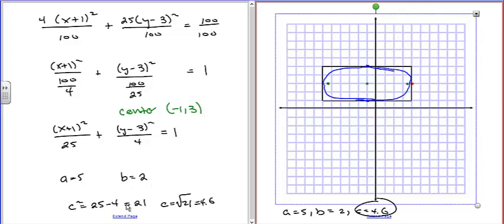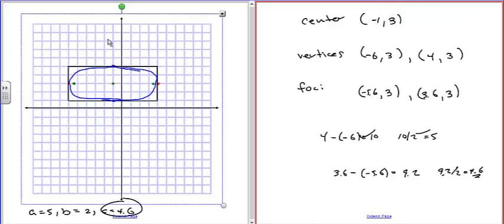The focal point should be inside the vertices, because you're taking A squared minus B squared, so it's always going to be less. C is always going to be less than A. So then you go from the center and count that distance to put your vertices in. Once you've plotted it, you can go back and figure out the coordinates of these points by just looking at where you put the dots accurately, hopefully, on the graph.